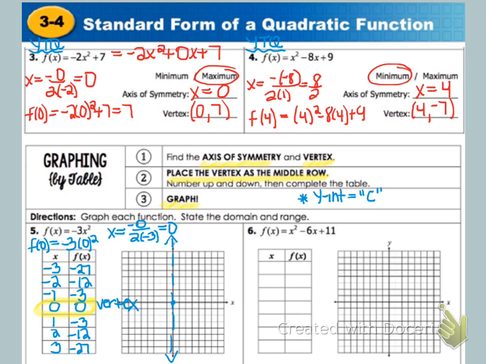Now that's not a coincidence, and hopefully you recognize the symmetry. You can see that these values on either side are starting to repeat after the vertex. So going this way, negative 3, negative 12, negative 27, and then going forward, we've got the exact same numbers here. The coordinates themselves are actually mirror images of each other, and they'll of course be mirror images of each other on the graph as well.